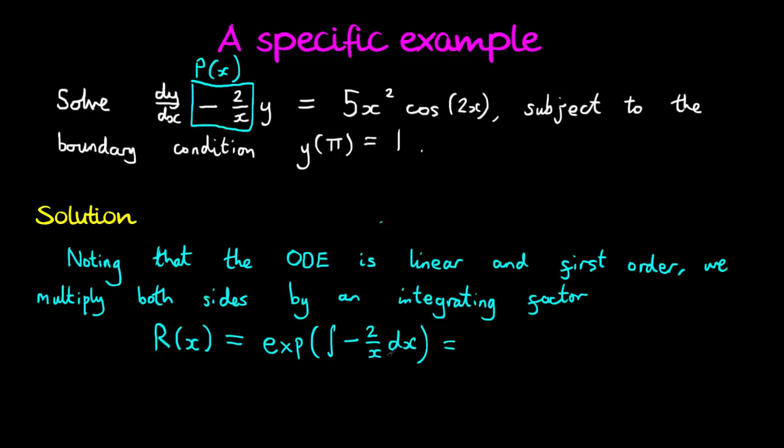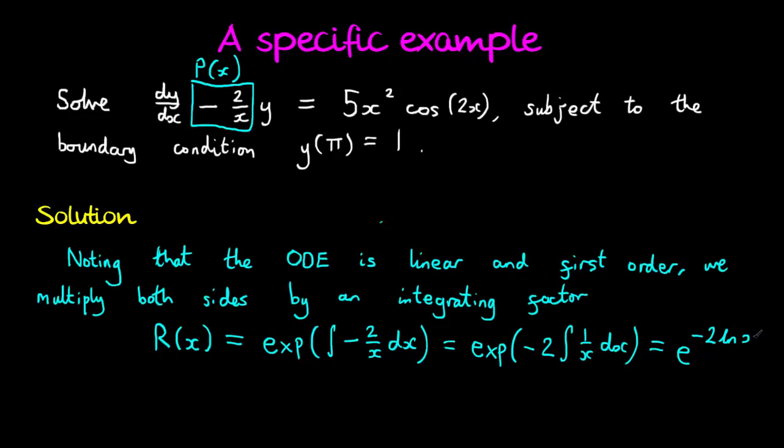So we need to figure out what this integral is and then what e to the power of this integral is. So first of all, let's see if we can figure out what this integral is. Well, it's e to the minus 2 lots of the integral of 1 over x dx. Okay. And then what is the integral of 1 over x dx? Well, that's just the logarithm of x. So this is e to the minus 2 log x.